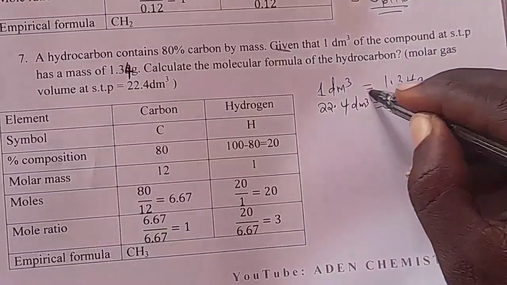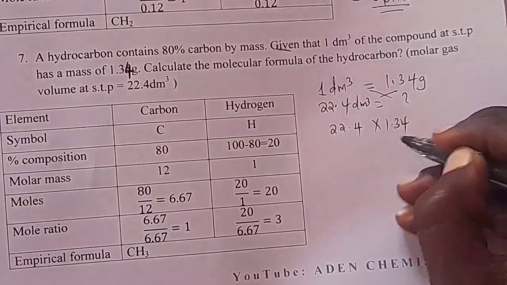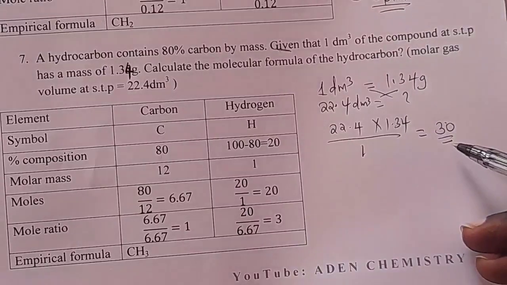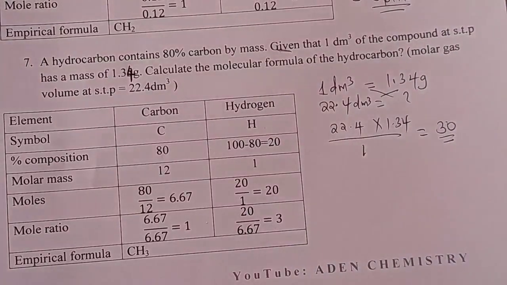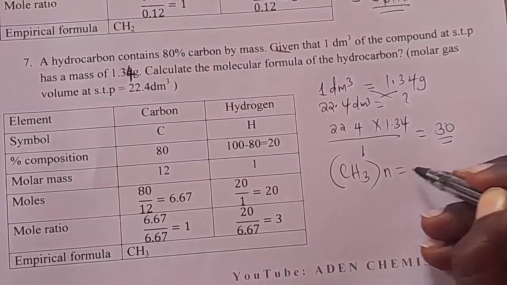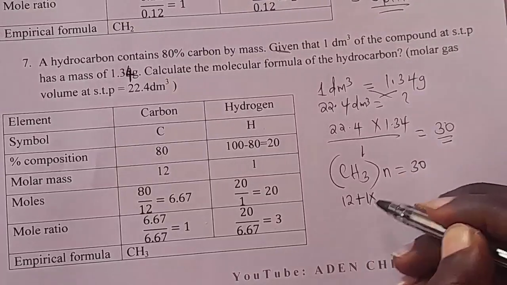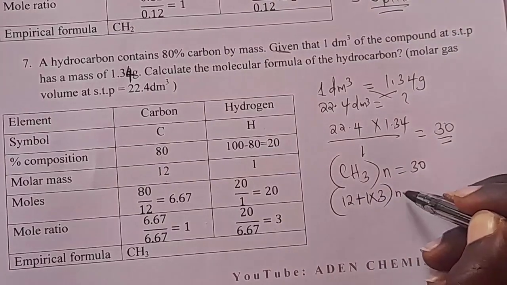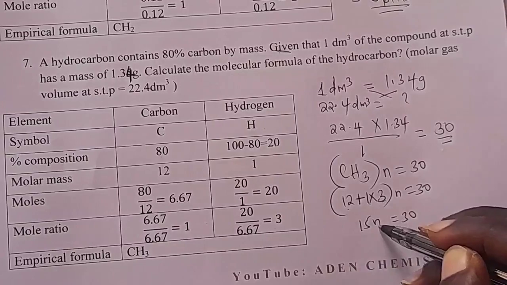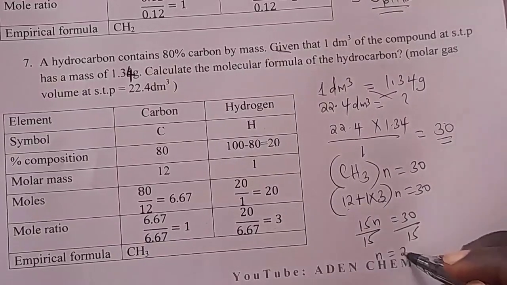So we are going to cross multiply. Here we are going to get 22.4 times 1.34 divided by 1. Here we are going to get 30. So that is the molar mass for this hydrocarbon. So we are having the empirical formula as CH3 close bracket, N will be equal to 30. Carbon is having an RAM of 12 times 1 plus 1 times 3 for hydrogen close bracket, N will be equal to 30. So this will be 15, N will be equal to 30. If I want to get N, I divide it by 15. So that means N will be equal to 2.